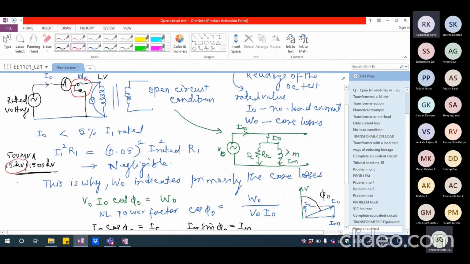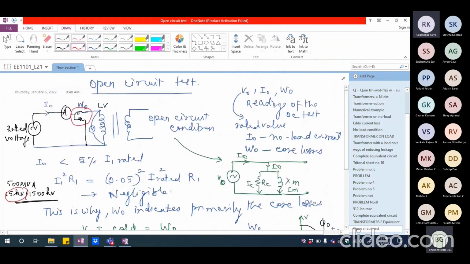So the open circuit test will always be conducted from the low voltage side because it is easier to find low voltage sources pragmatically rather than very high voltage sources. A 1500 kilovolt source will not be available very easily anywhere. So that's the reason why generally you see that the open circuit test will be conducted from the LV side.